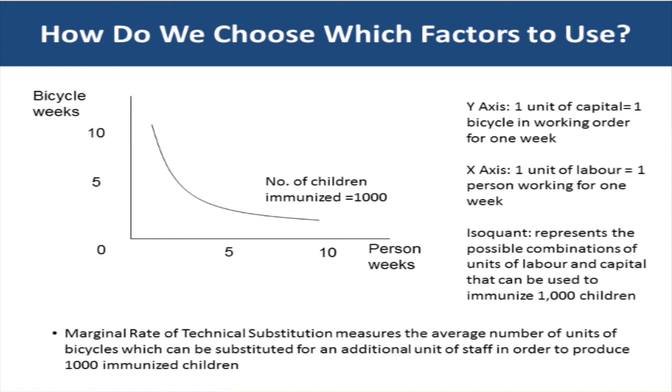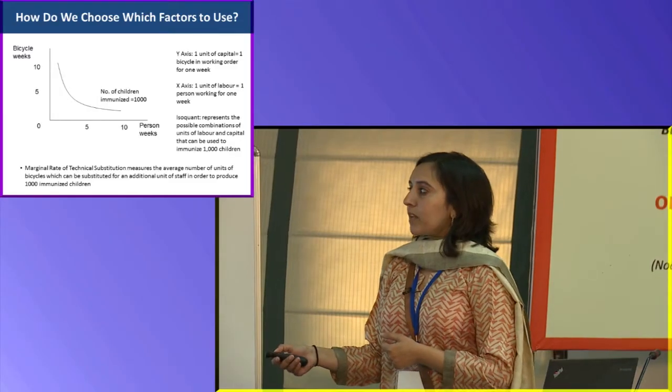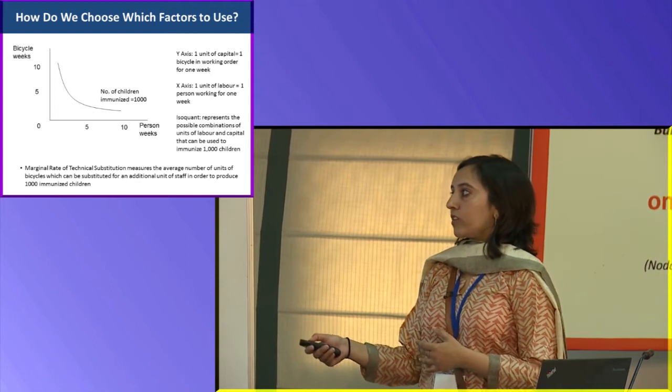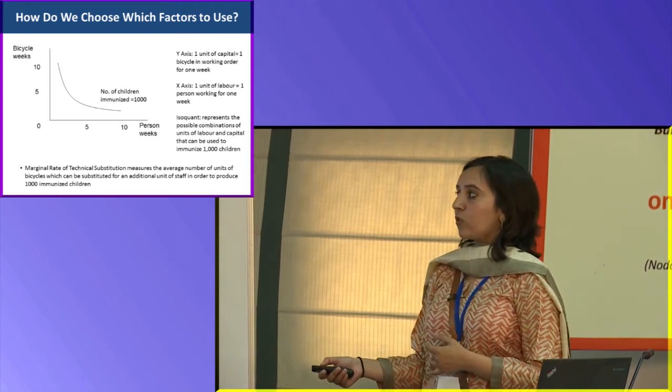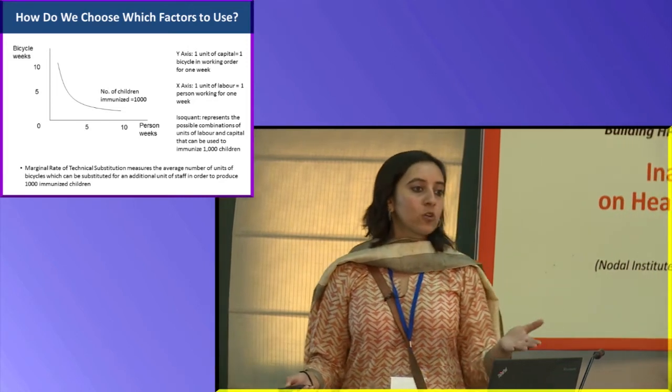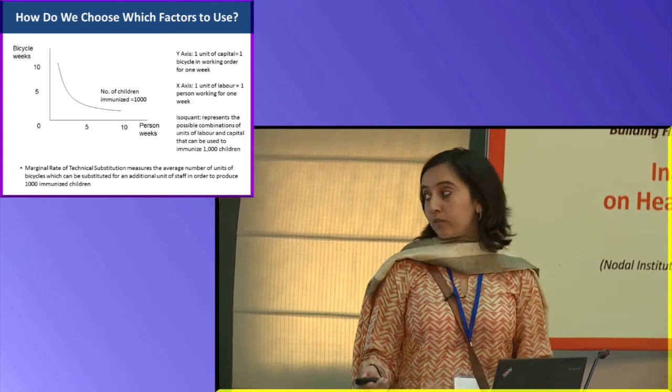You could theoretically still provide the services, but imagine a setting where it's very difficult for someone to actually physically walk. So in that sense, you do need a combination. And this curve right here basically gives you all possible combinations of the labor, which is the health worker, and the bicycles, the capital, that can help you to produce 1,000 immunized children. But at the same time, there is a certain amount of substitution, which is what is represented by this downward sloping curve. So in order to have more of one, you are likely to give up some of the second input.